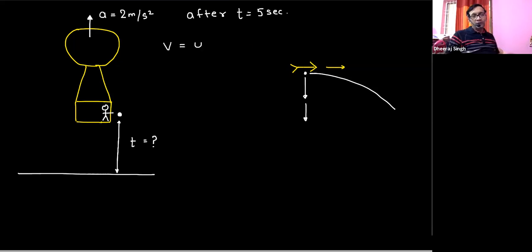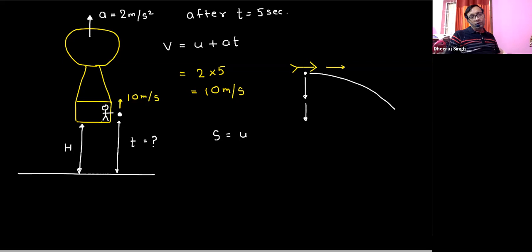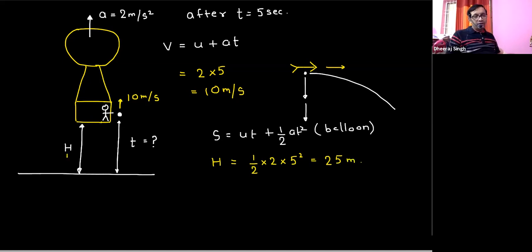And the velocity of the balloon is what? Use v = u + at for the balloon. Acceleration is constant, 2 meters per second squared. So velocity is 2 into 5, 10 meters per second. This is the velocity of the balloon. When I drop, the ball has an initial velocity of 10 meters per second upwards. I need to find out the height the balloon has achieved also, because this is what the ball will travel. You get that from s = ut + half at² for the balloon. So H will be equal to ut, which is 0, plus half into 2 into t², 5 squared, which is 25 meters. So H is equal to 25 meters. Understood, all of you?